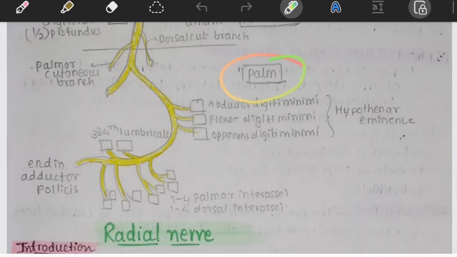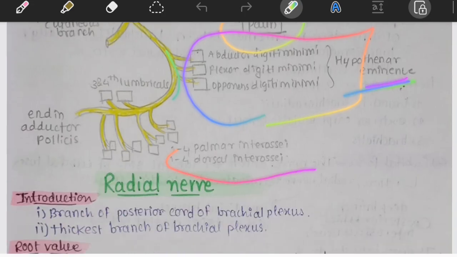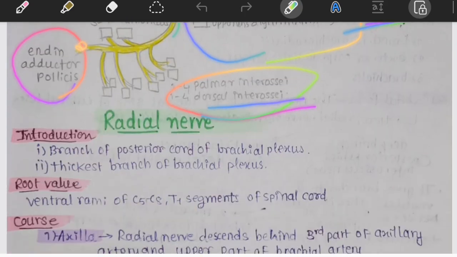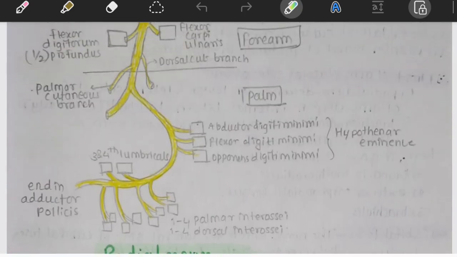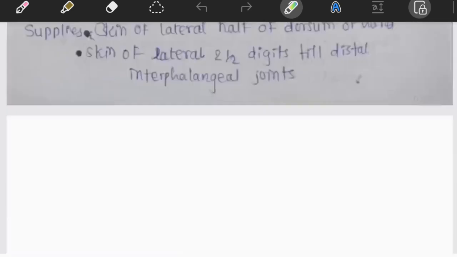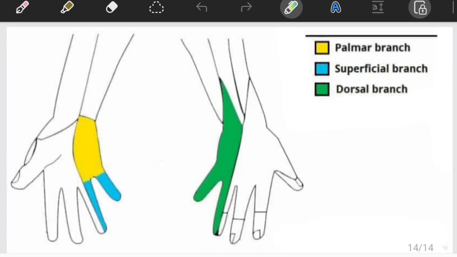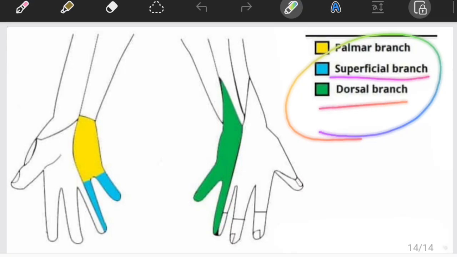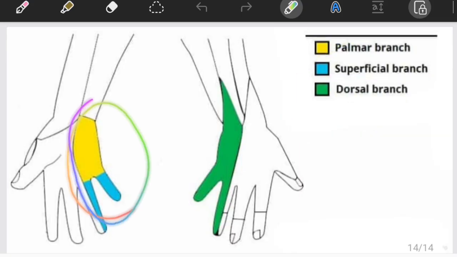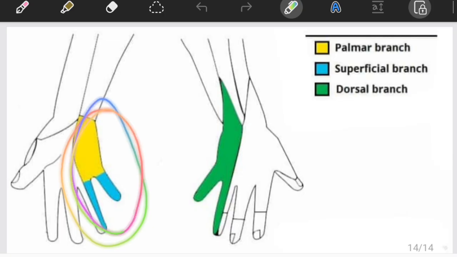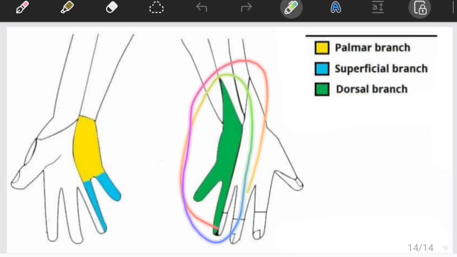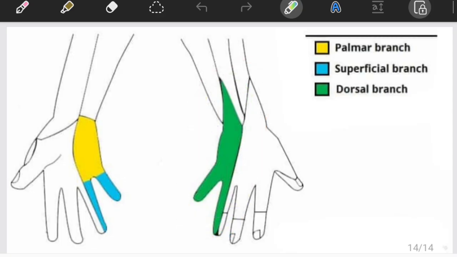And here in the palm region, it supplies the hypothenar eminence, the interosseous muscles, palmar and dorsal, and ends in the adductor pollicis. It is so simple. In the next video, we will see the radial nerve. And finally, this diagram shows the palmar, superficial and dorsal branches of the ulnar nerve, supplying the medial one and a half digits on the palmar side, and the dorsal one and a half part of the medial hand.